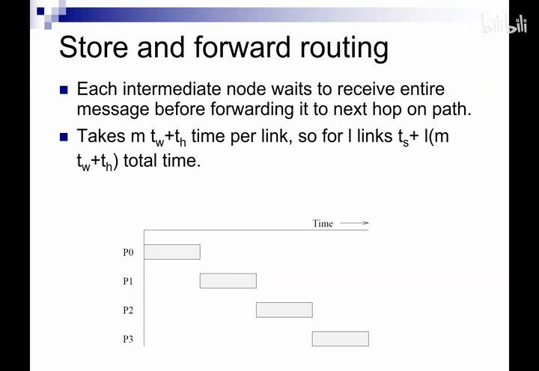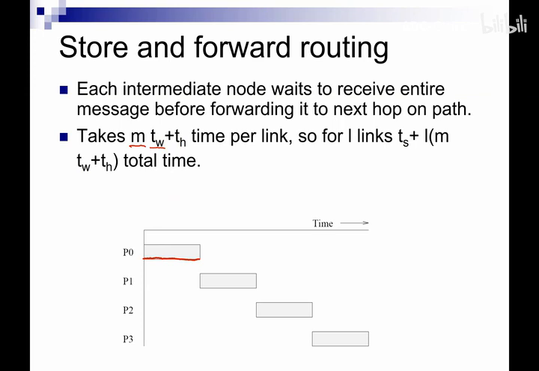So the amount of time that we spend at each process: since you're sending a message of size m, and it takes you t_w amount of time to send each word of the message, then just to send the message, we're going to take time m times t_w. Furthermore, we're going to spend an additional t_h time at each hop. Therefore, for each hop, we're going to spend a total of m t_w plus t_h time.